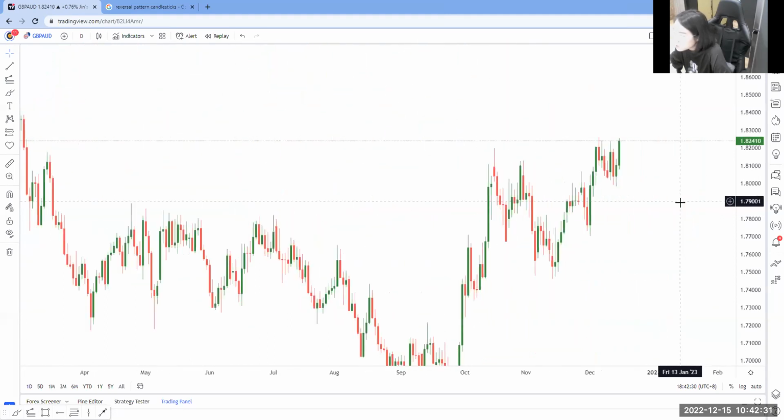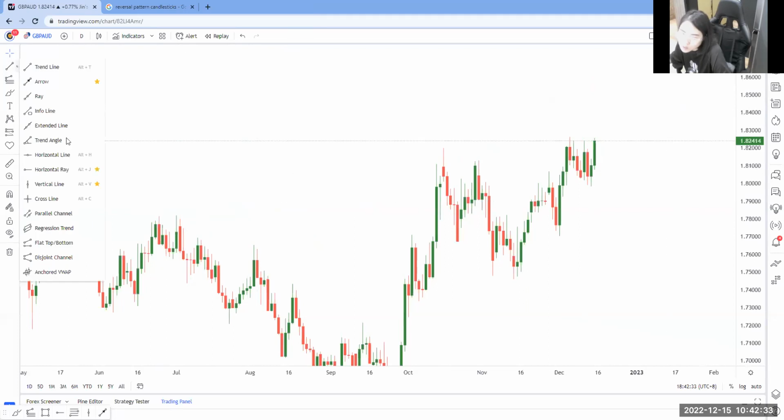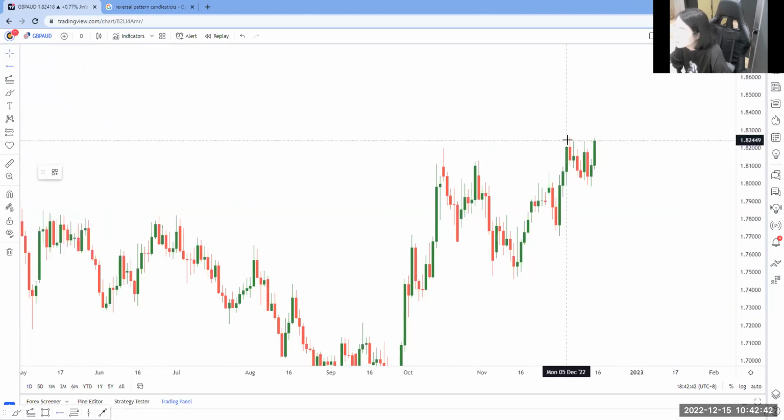Straight off the bat, I do see that it's at a resistance. It's trying to break the resistance. If it successfully breaks this resistance, we are going to get in for a buy. If it does not break this resistance, we're going to get in for a sell. It's that simple.